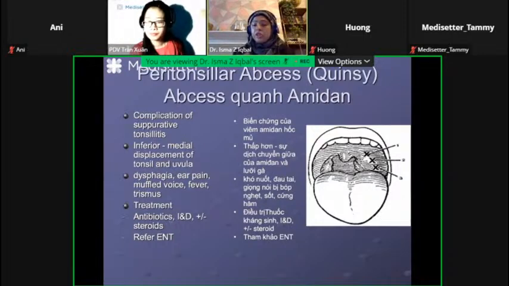So the tonsil is pushed medially and downwards because of a swelling behind the tonsil, which is pushing it down.